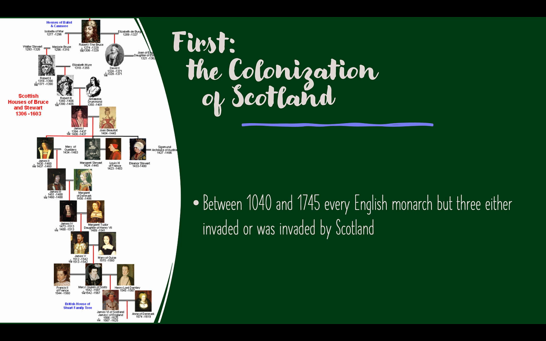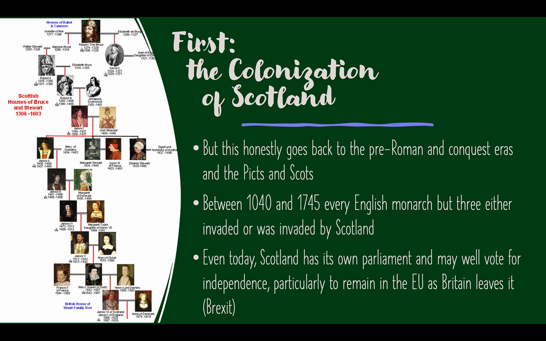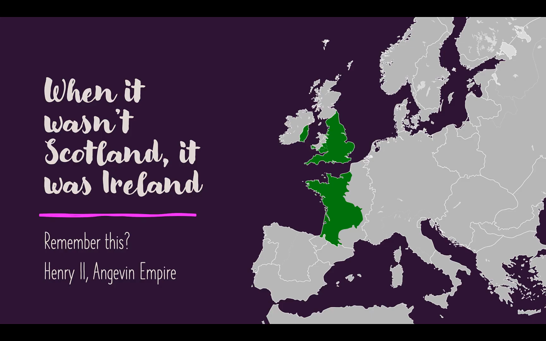The English monarchs are always trying to acquire Scotland. The House of Stuart ends up unifying it briefly, but as soon as the Stuarts are no longer the monarchy, it becomes a problem again, right? And this goes all the way back to Rome. And even today, Scotland has its own parliament and wants to stay aligned with the EU, even as Britain is leaving it. And so they may actually vote for their independence. So that's a thing. We're going to leave the House of Stuart out, right?